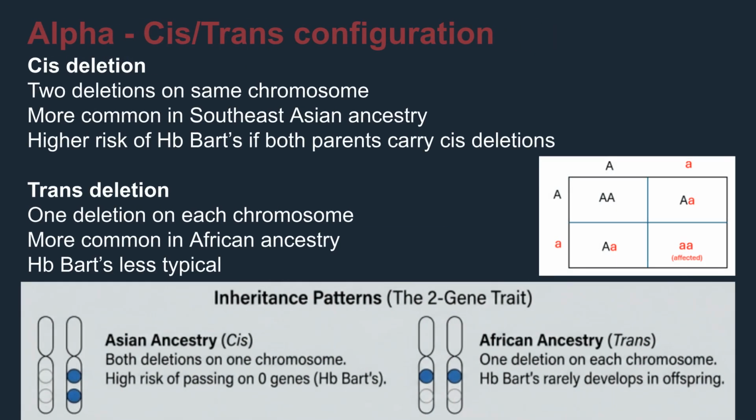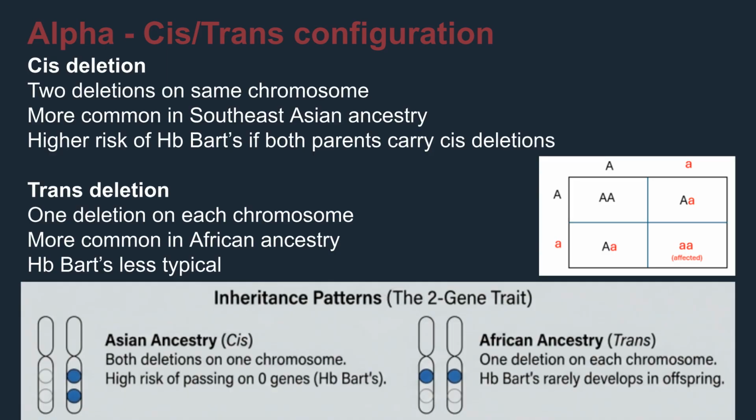This slide is very board relevant. There are two configurations when talking about at least two deletions in alpha thalassemia, which is also an autosomal recessive disease. In cis configuration, both deletions are on the same chromosome. In trans, one deletion is on each chromosome. Cis is more common in Southeast Asian ancestry and creates the risk that both parents pass on a chromosome with no alpha genes, leading to Hb Bart's.